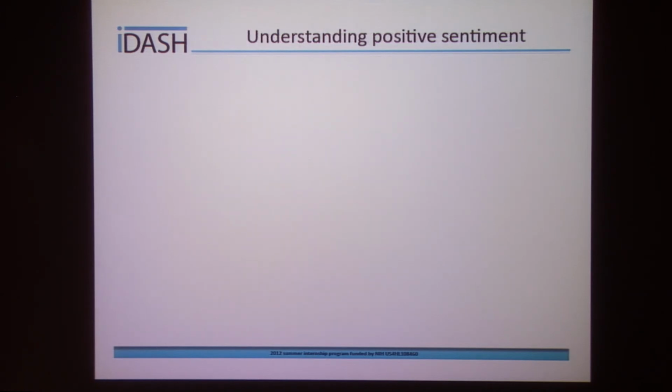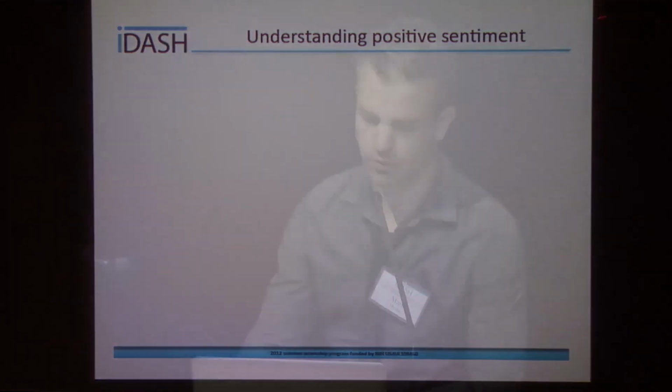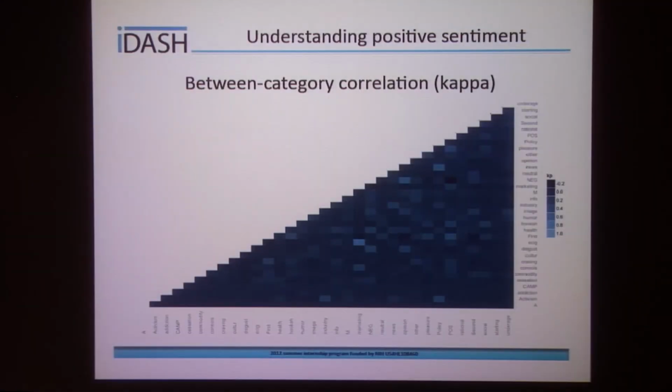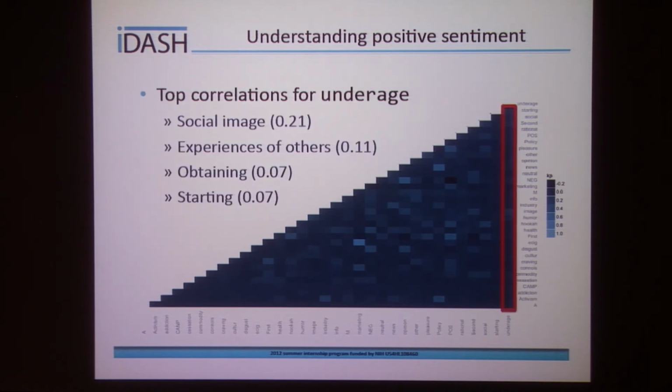Second case study, understanding positive sentiment. Since these tweets can be categorized according to multiple categories or multiple values in each category, we can calculate the correlation between each of the different categories. So for example, we can look at the underage category and see what that correlates with. And the top correlation there is social image, followed by experiences of others, obtaining, and starting. So if we're interested in targeting underage usage, we might start by looking at social image.